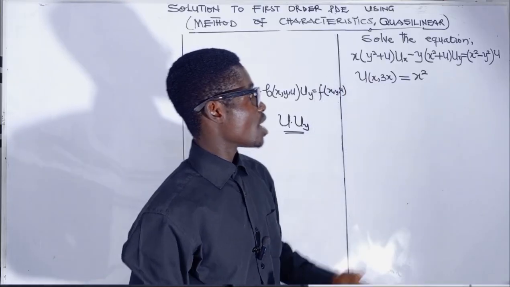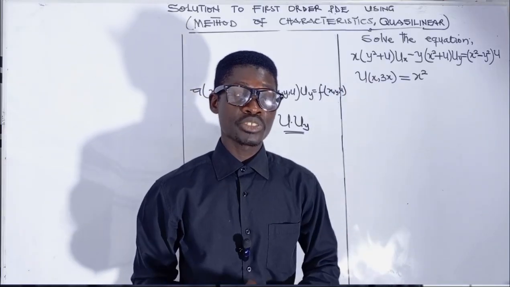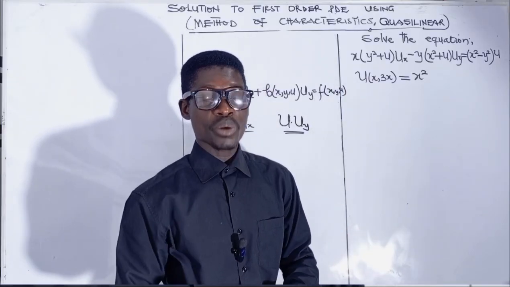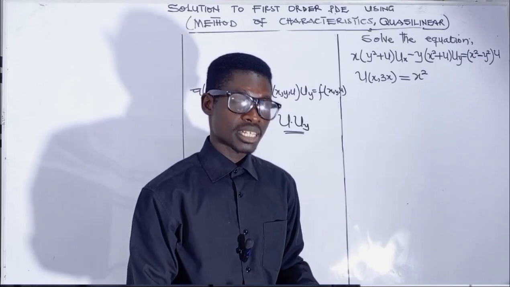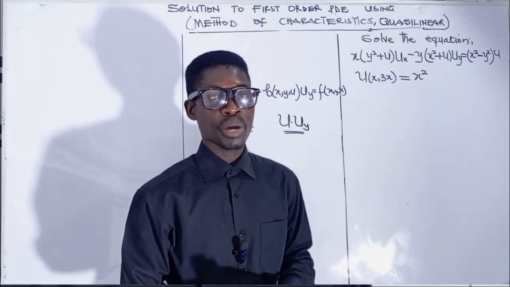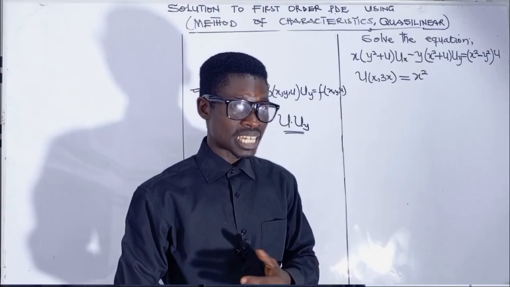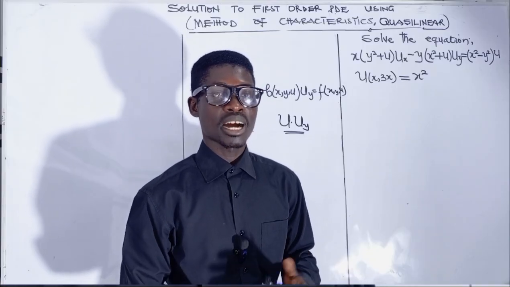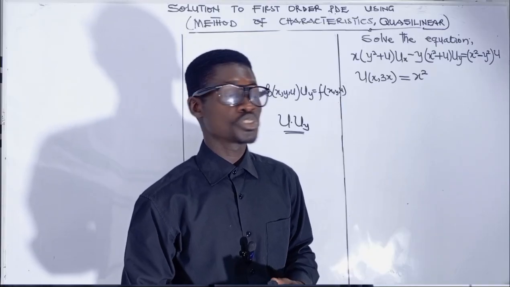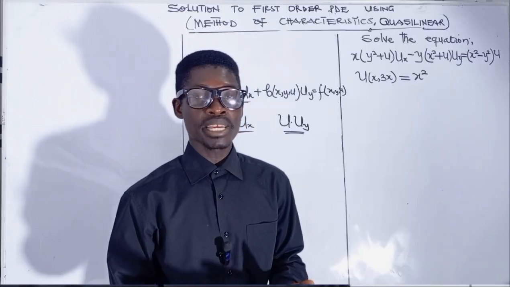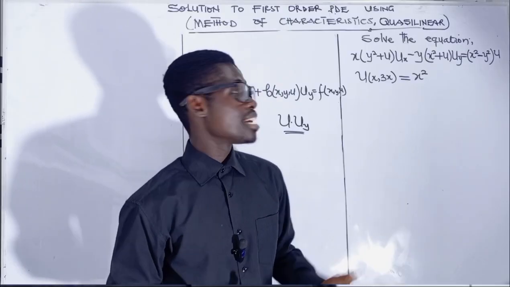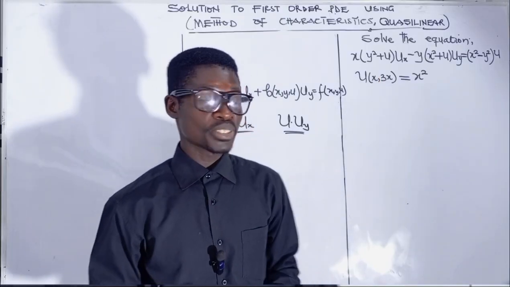So in solving a question on quasi-linear PDE using the method of characteristics, we are going to apply the same steps, the same method, the same approach that we use when we are looking at the semi-linear PDEs and then the linear PDEs as well. We are first going to identify our A, our B, and our F from the equation given. So let's do just that.